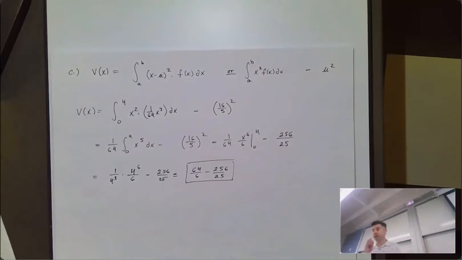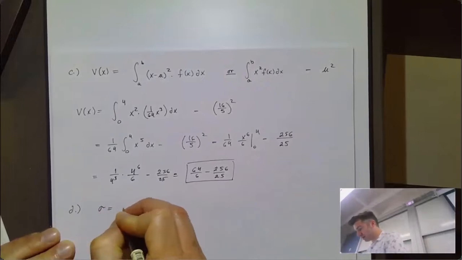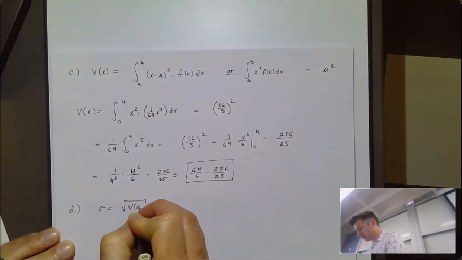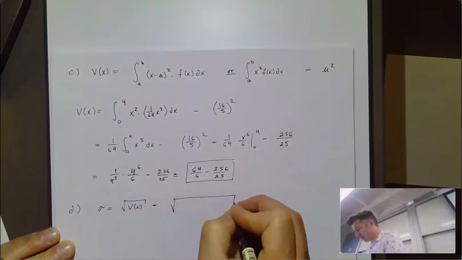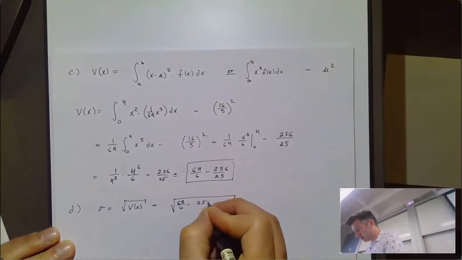And then, of course, if we have the variance, the standard deviation is almost a freebie. The standard deviation is just the square root of the variance. So that's going to be the square root of this terrible number up here, 64/6 minus 256/25.